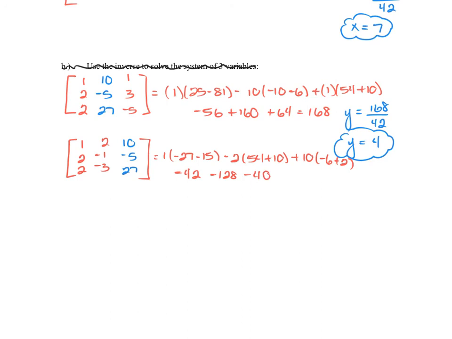Adding all those up, you get a -210. So following the same process that we did before, our z value is going to be -210 divided by 42, and you get that z is -5. But keep in mind, we didn't actually have to do this very last one. We could have taken our x and y and just plugged them in up in the top.